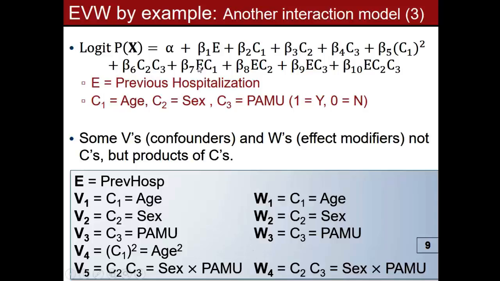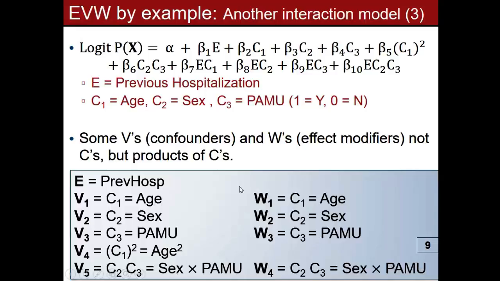Then take the next few terms. Here's this one, E times C1. That is actually an effect modifier term that involves age, and that's W1. This is just E times W1, another way of representing this first term here. These are all W's because they are all interaction terms that involve the exposure. This thing has a three-way interaction. I still don't care. I'm just going to call it W4. And W4 is another effect modifier formed by the product of sex and PAMU.